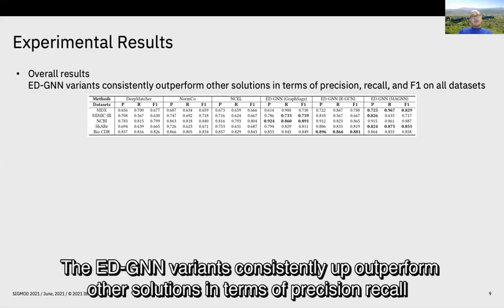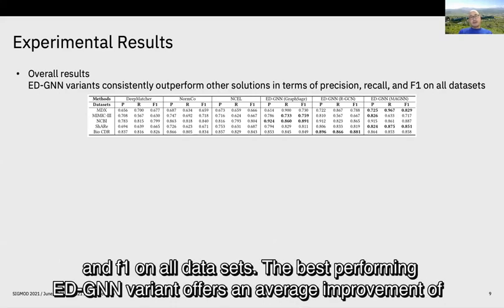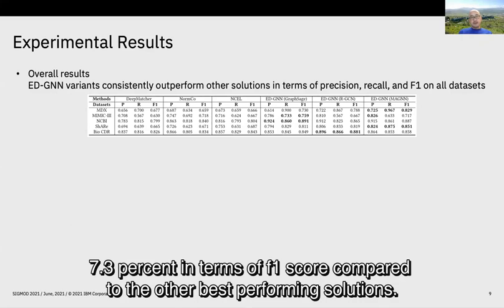The EDGN variants consistently outperform other solutions in terms of precision, recall, and F1 on all datasets. The best performing EDGN variant offers an average improvement of 7.3% in terms of F1 score compared to the other best performing solutions.